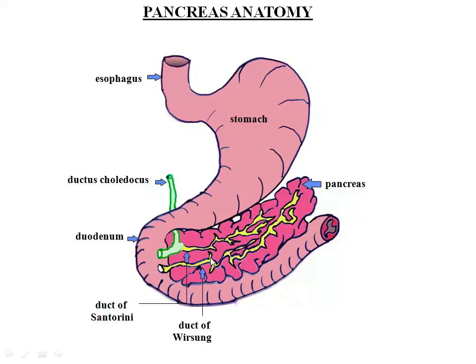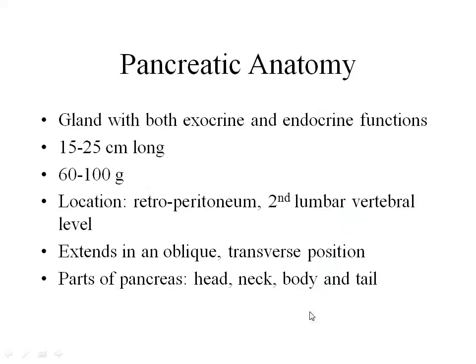From this pancreas there arise ducts, tubes that are called the duct of Santorini and the duct of Wirsung. The duct of Santorini fuses with the bile duct and opens into the duodenum, whereas the duct of Wirsung opens separately into the duodenum. But we are not supposed to go into much detail about the anatomical position, so we'll cover this portion quickly. Here, the pancreatic anatomy, the gland with both exocrine and endocrine function.